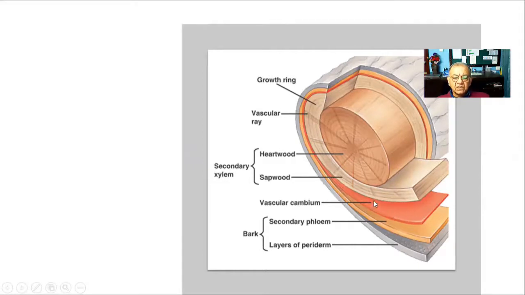This vascular cambium will form secondary xylem toward the inside, and this is the secondary phloem that is formed toward the outside. And outside the secondary phloem, there is formation of periderm. And this periderm, along with this secondary phloem, is called bark.